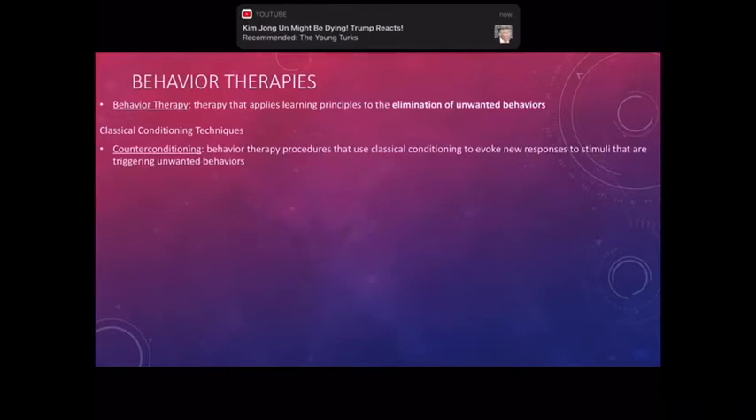And so what you're going to do with counter conditioning is you're actually going to reassociate that stimulus, the hair dryer, with a different response. So what you're going to do is take out the hair dryer and just show it to the dog, right? Just hold it in front of the dog. And if the dog calms down, or as soon as the dog calms down, you reward it with a treat.